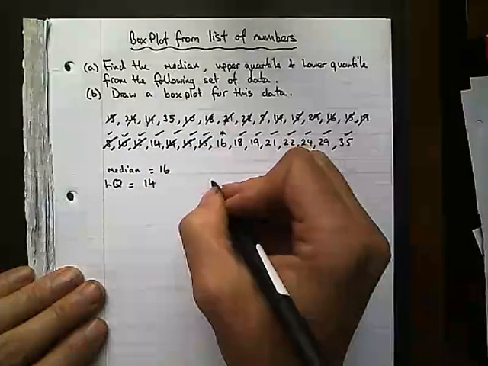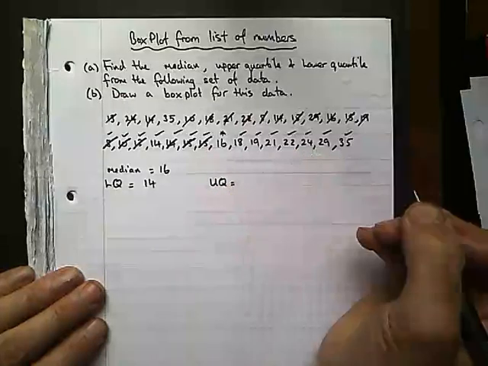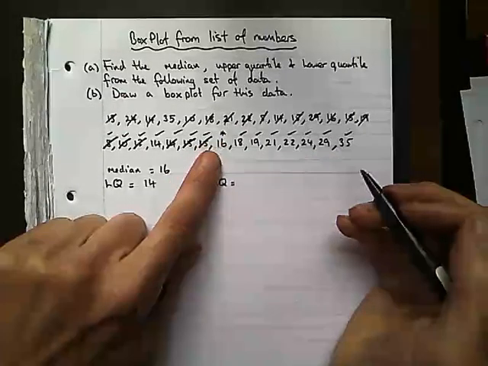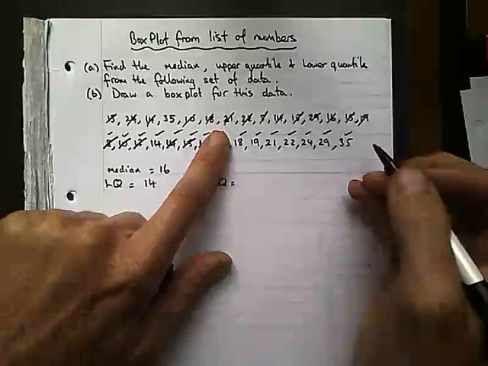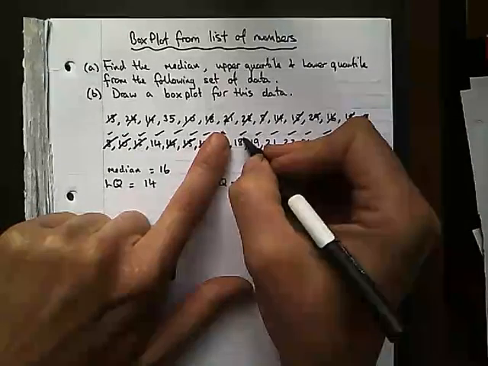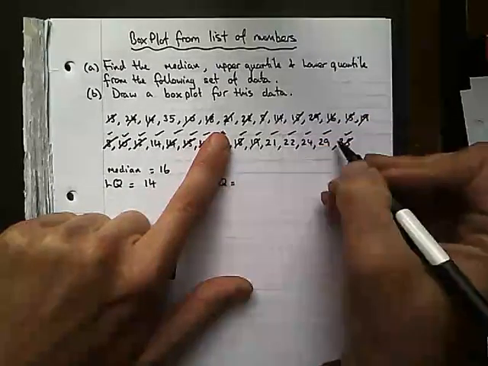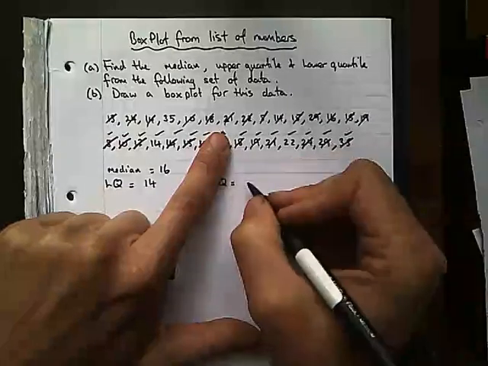And for the upper quartile, I will do the same to the right-hand side. So we're going to the right of the median, and then we're going to cross them off one at a time. There we go. And we're left with 22.